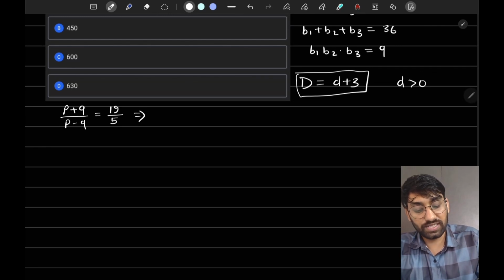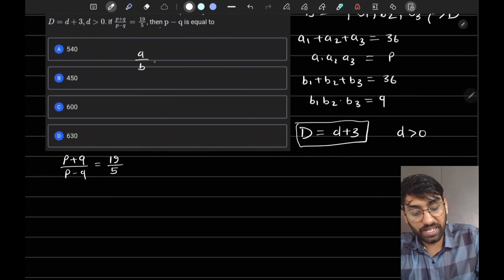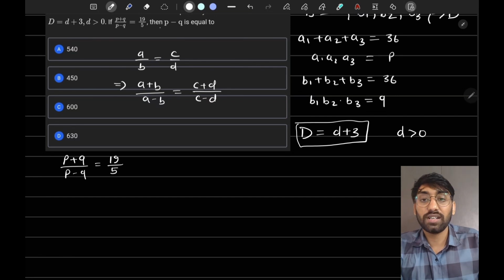If this is the case, then one thing that we know is: if a by b equal to c by d, then this thing we can do, (a plus b) by (a minus b) equal to (c plus d) by (c minus d). Correct? This thing we can do.